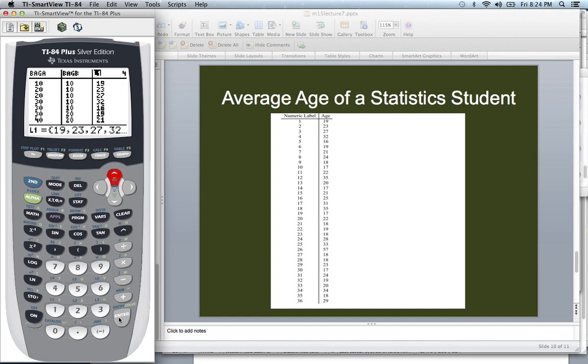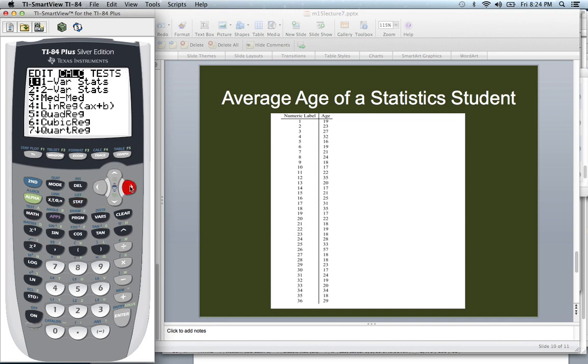All right, looks good. Okay, so what I'm going to do now is calculate the mean of this data set. One of the ways we can calculate the mean is... actually, I'm going to do this a different way. I'm going to go second stat instead, and if you look above the stat key, you see list. This takes me to the list menu on the calculator where I can see all the lists that I have defined in the calculator.